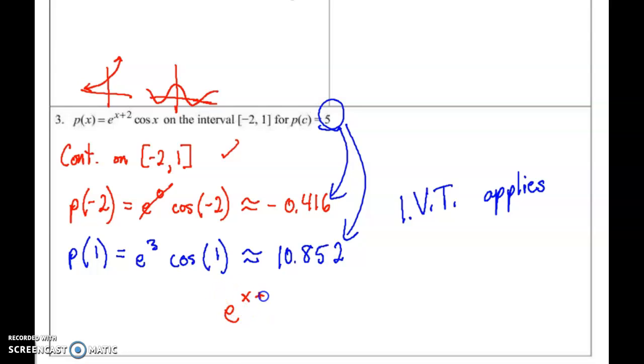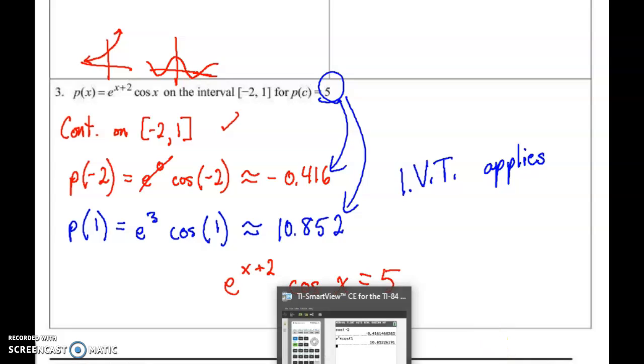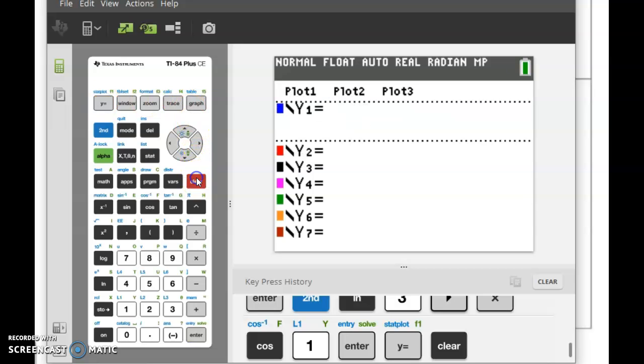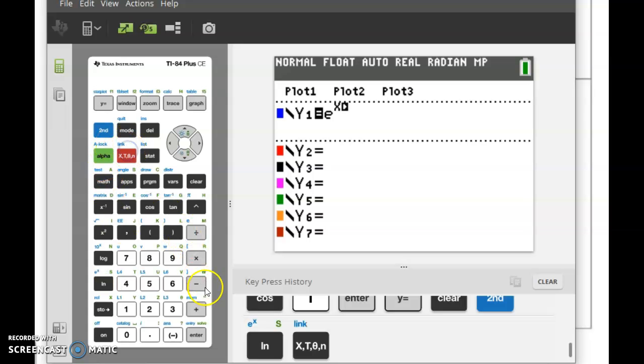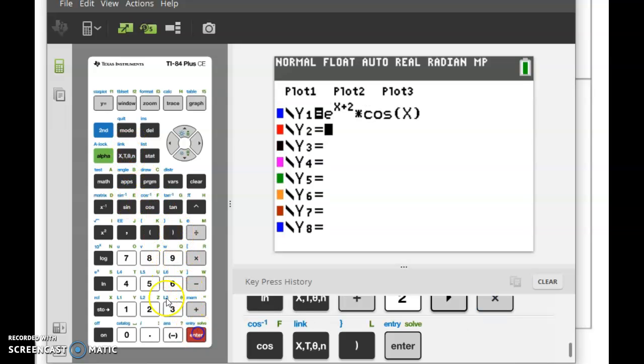Well, this is not a pretty problem. You're not going to be expected, at least from me or at all this year, to be able to do this type of problem in your head. However, you're allowed to use a calculator. So let me show you with my graphing calculator what you can do. Go to your y equals and type in the equation, e to the x plus 2. If it helps, write out times cosine of x. And then create a second equation that says equals 5.